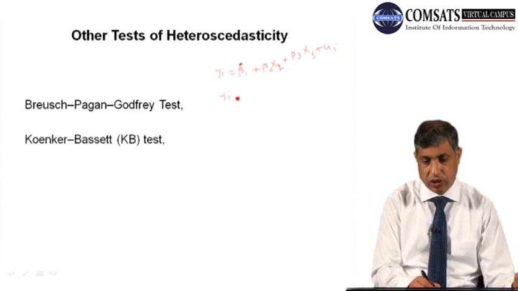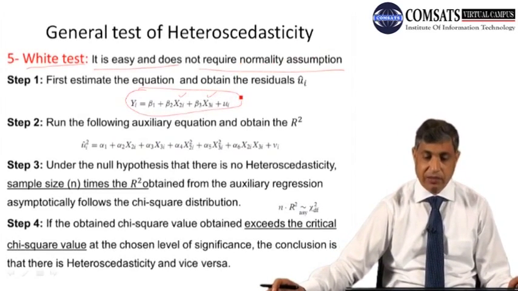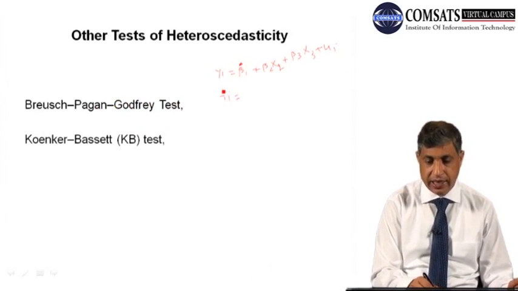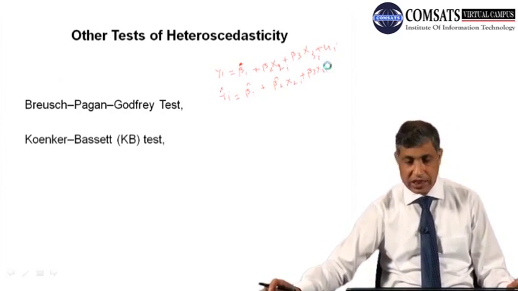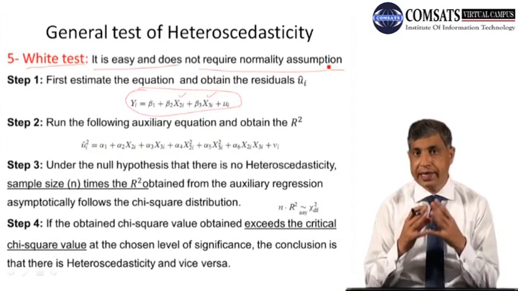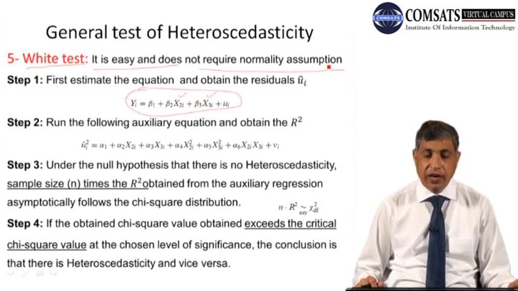This was our original model, so we will estimate this model. It will become Yi hat is equal to beta 1 hat plus beta 2 hat X2i plus beta 3 hat X3i. So this is the value. The first step is over: you simply ran the regression of Y on two independent variables. Run the following auxiliary regression.